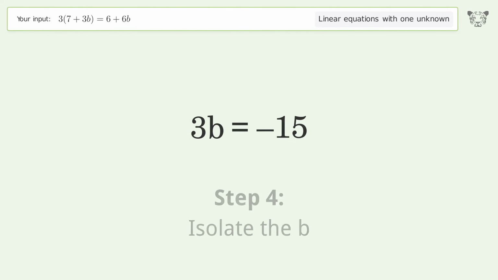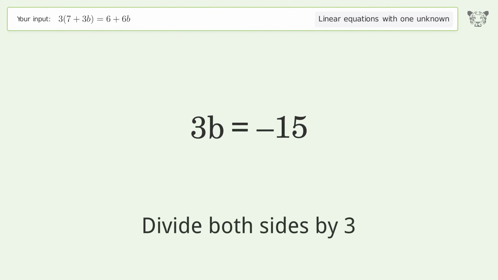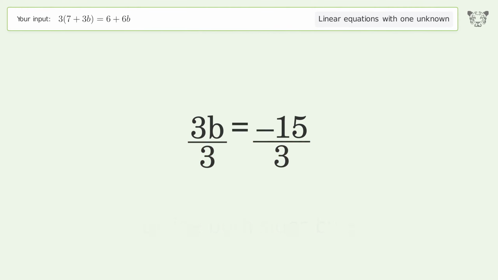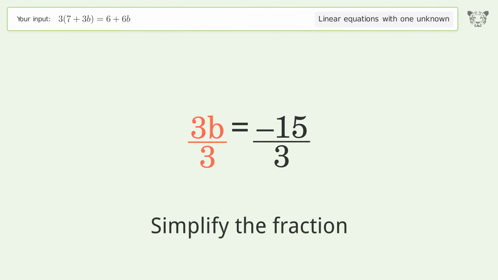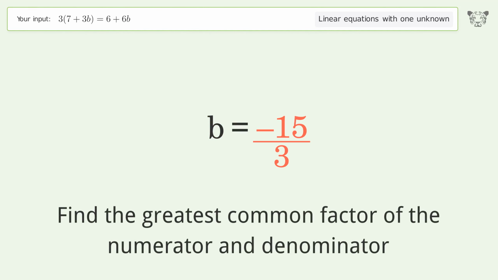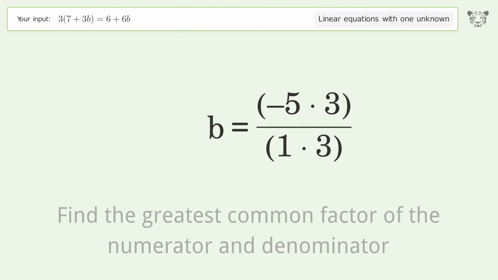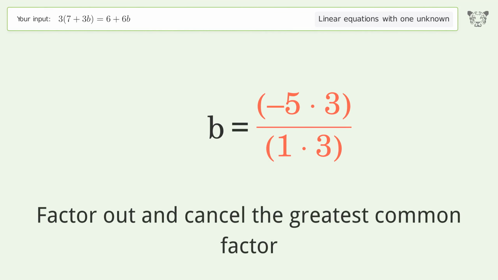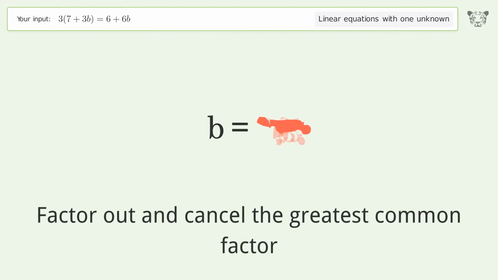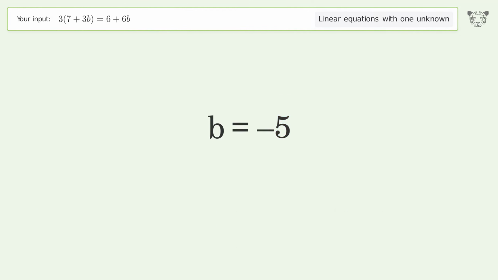Isolate the b. Divide both sides by 3. Simplify the fraction. Find the greatest common factor of the numerator and denominator. Factor out and cancel the greatest common factor. And so the final result is b equals -5.